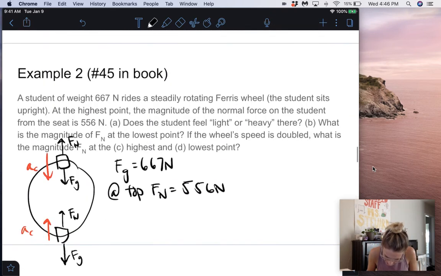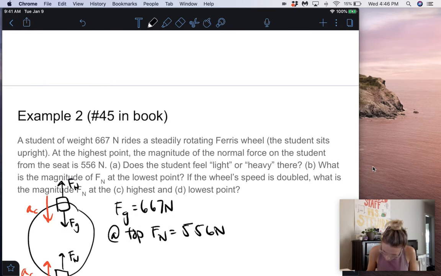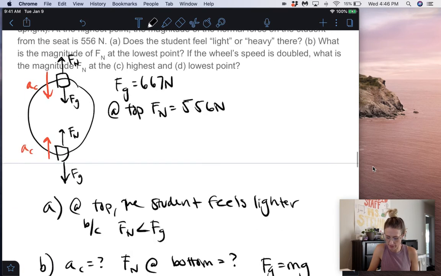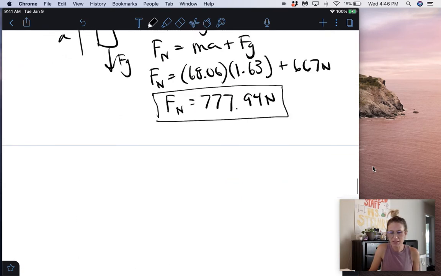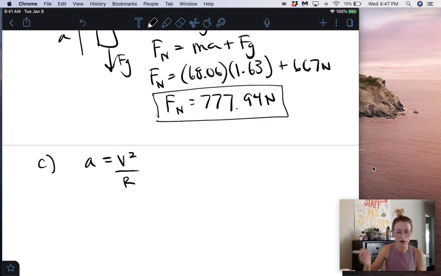Now for part C, we want to know if the wheel speed is doubled, what is the magnitude of the normal force at the highest and lowest points? So we want to see what happens to acceleration when we double the speed. So for part C, we know acceleration is a centripetal acceleration, which means that's v squared over r. Now, if we double v, that means we're quadrupling a. Does everyone see that? So you're squaring that velocity.